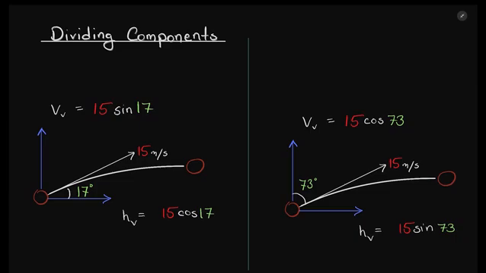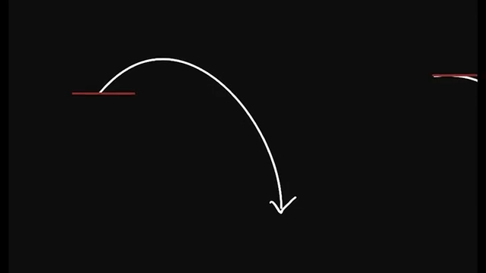Also remember, horizontal doesn't always mean we have to use cos. Horizontal component can be cos or sine. That is dependent on the angle position. Now let's jump into the first type of question.